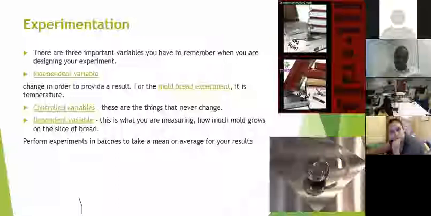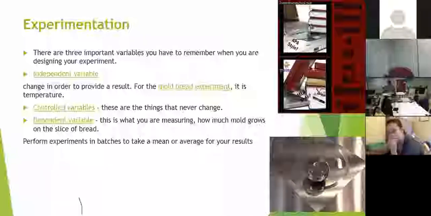And so there are always important variables which you have to remember when you're designing your experiment. So we have the independent variables. Those are those that change in order to provide your result. And for a mold experiment, we talked about rising temperature. So temperature will be our independent variable. That is what changes to provide the results.